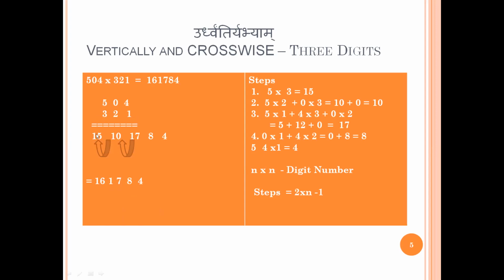So 504 into 321. The steps: 5 threes are 15. Then the first two digits, 5 twos are 10, 0 into 3 is 0, so 10 plus 0 is 10. Then 5 ones are 5, 4 threes are 12, 2 into 0 is 0, so 5 plus 12 plus 0 is 17. 0 into 1 is 0, 4 into 2 is 8, so we write 8. 4 ones are 4. So the digits are 4, 8, 7 as it is, 1 moves to the next. 10 plus 1 is 11, 1 as it is, 1 moves to the next. 15 plus 1 is 16. So the answer is 161784. Is 3 digit clear?